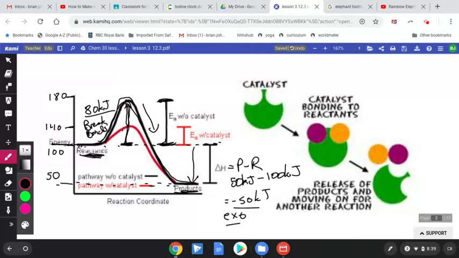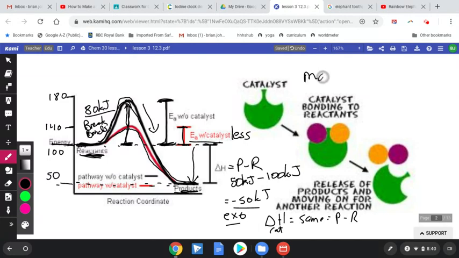So catalysts are an entirely new pathway, and that one is drawn in red. So if you follow our red pathway, we start in the same spot with the reactants. We finish in the same spot with the products. Our delta H catalyzed is the same. It's the same products. It's the same reactants. So that doesn't change. What does change is the activation energy. So you need to add less activation energy with a catalyst to get the reaction started, but it doesn't change the overall enthalpy.